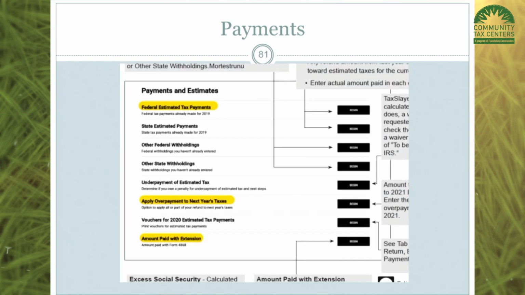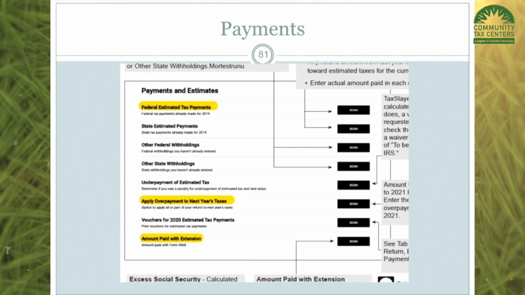So when we get into TaxSlayer and we look under the payment section, we'll see if a self-employed individual said that they made estimated tax payments during the 2022 tax year for their 2022 taxes, we need to input that in. And I know at North Dallas, we do have a few clients that do estimated tax payments.